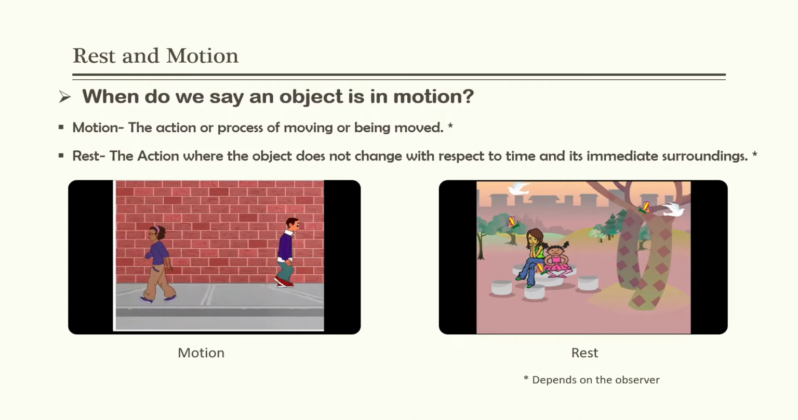Let's look at the examples for better understanding. In the first example, the boy and girl are walking on a street path. Here, their position is changing with respect to time and their immediate surroundings. And in the second example, the two girls are sitting on the bench and watching. But here, their position is not changing with respect to the immediate surroundings and time, but the butterflies and birds are moving, so they can be considered as in motion with respect to the time and immediate surroundings.